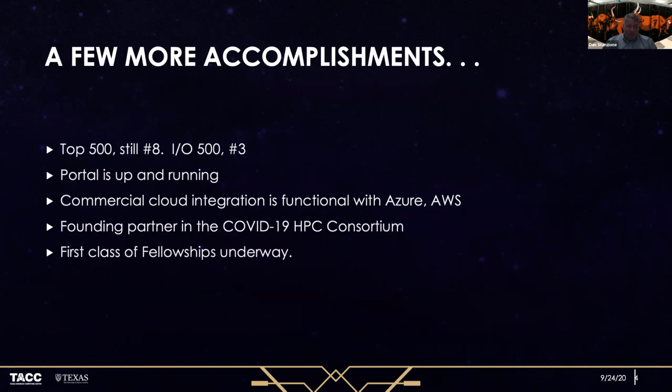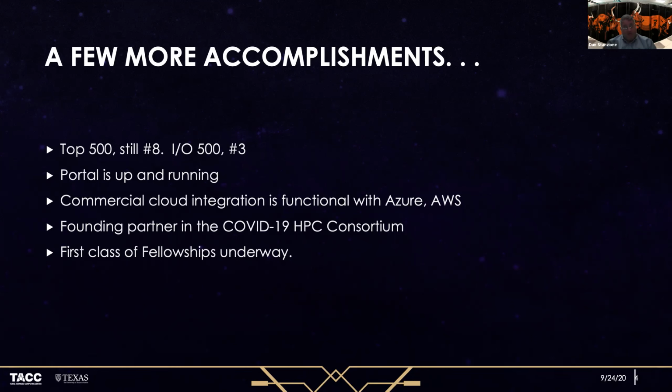In the course of a year, the machine was number 5 when it came up. It's still number 8. We just got number 3 on the IO 500, and we did that using DAOS, which I know is of interest to many DOE folks at the moment, because it's the object store software of choice for Aurora. And we've done some commercial cloud integration that I'll talk about a little bit more later. Because of that IO 500 and the work with Intel, we actually did that benchmark using the 4th subsystem of Frontera, which is the Optane-based nodes. We have a small subset of nodes that are quad socket nodes with 24 Optane NVDIMMs.